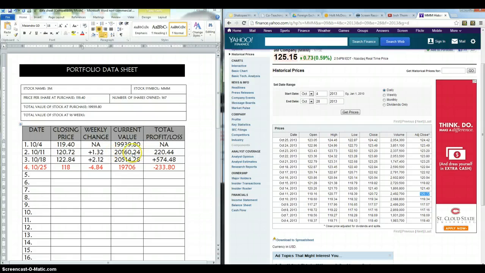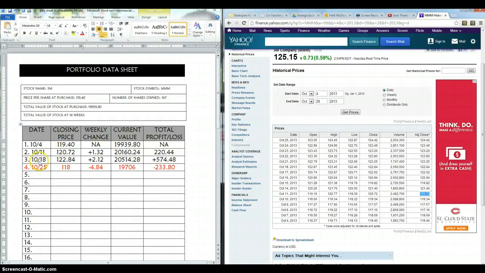Now, to find my total profit or loss at this point, I need to take the difference between the number that I just calculated and the number that I started with. So I'm always taking the difference between this number and what I started with. And because, again, we've increased, we went up $220.44. So if I sold at the end of the day on October 11th, I would have made $220.44 on 3M. But I'm not going to trade just yet or sell just yet. I'm going to move on.